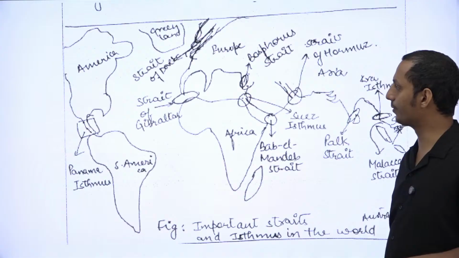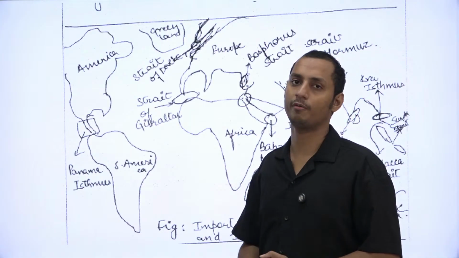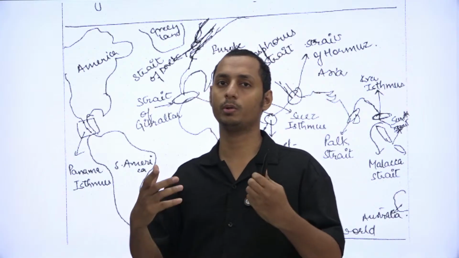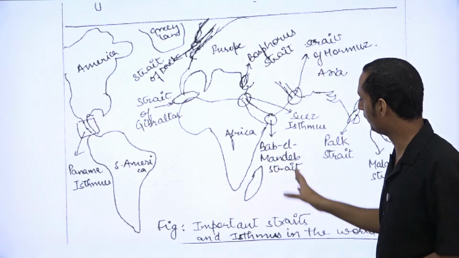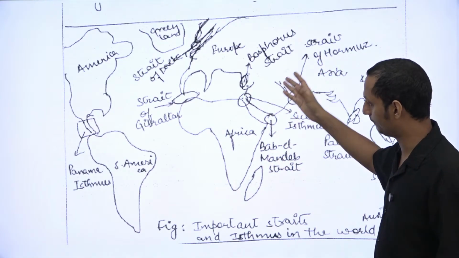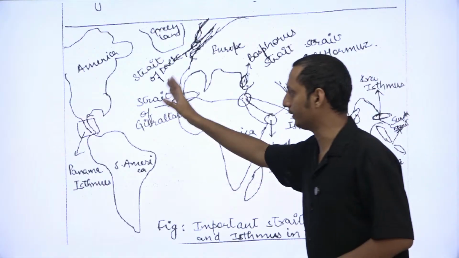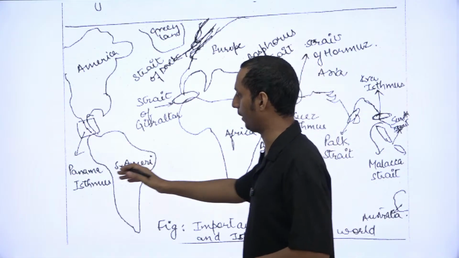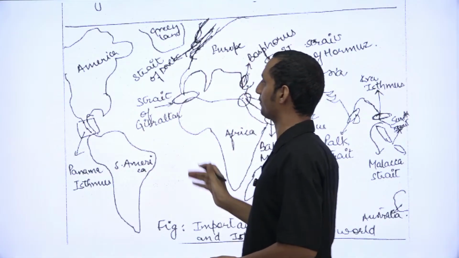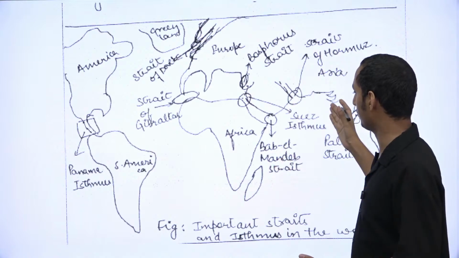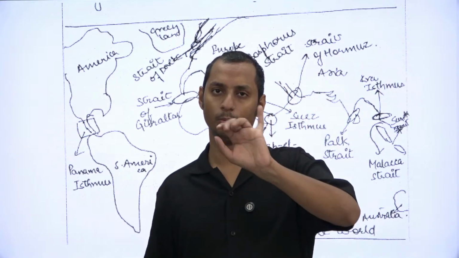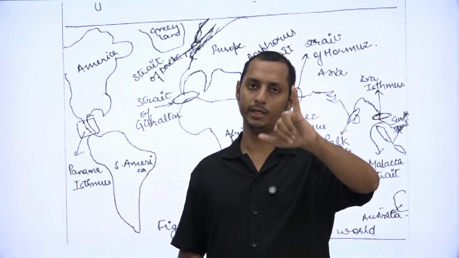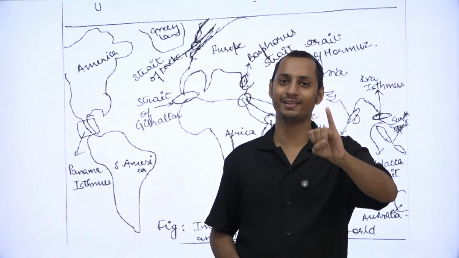This was a question related to the straits and isthmus of the world and how they contribute to international trade. One of the toppers has drawn the world map and also marked where the different straits are. You can see the Panama Isthmus, the Strait of Gibraltar, the Suez Canal, and all these straits given here.